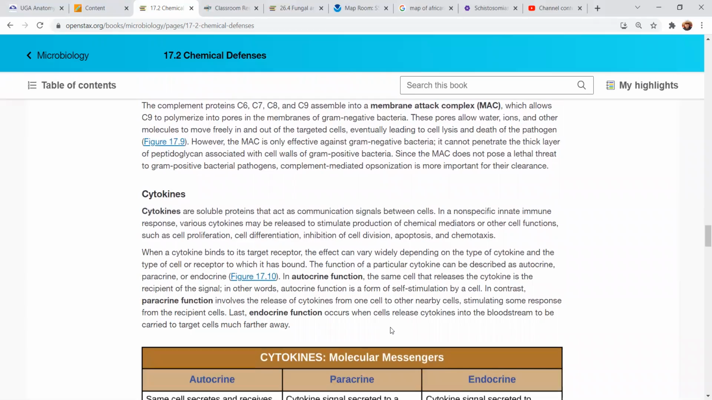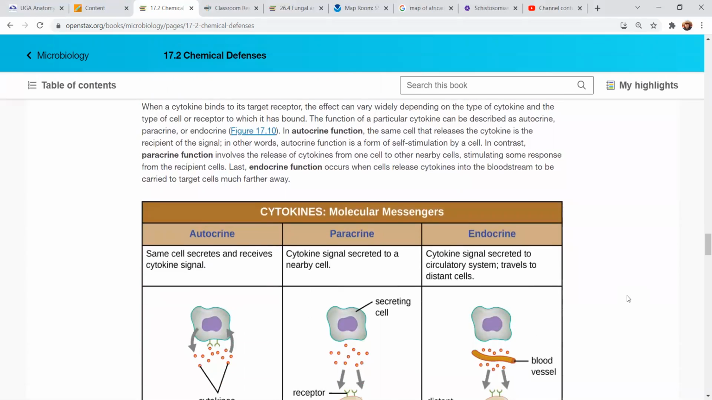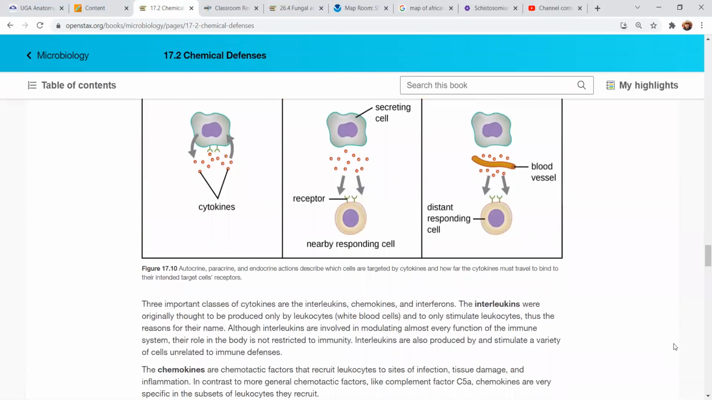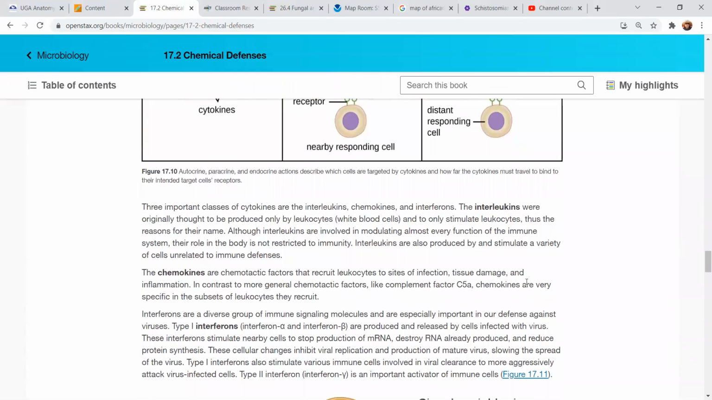And then cytokines are also proteins that are communicators. Cytokines can be used in this complement cascade. They can be used in apoptosis, or cell death. So if a cell becomes infected, they can trigger the cell to essentially kill itself. It really depends on what type of function it has, and that kind of dictates what they do.